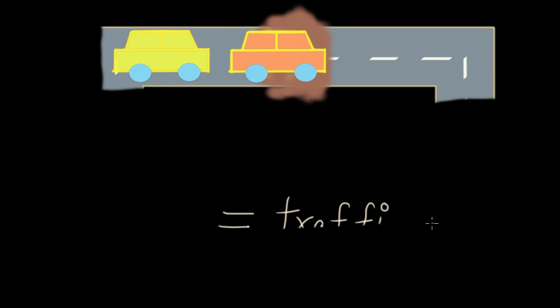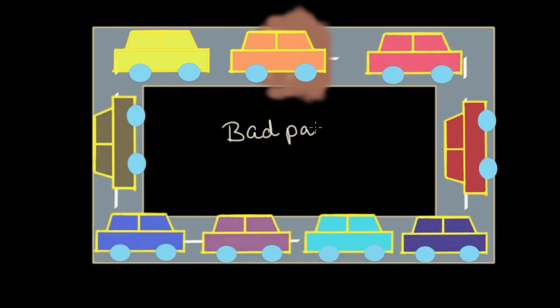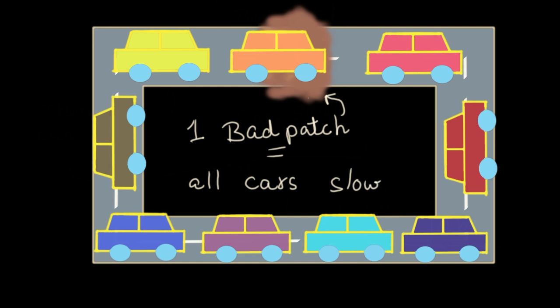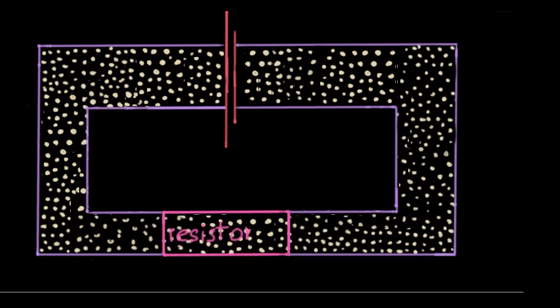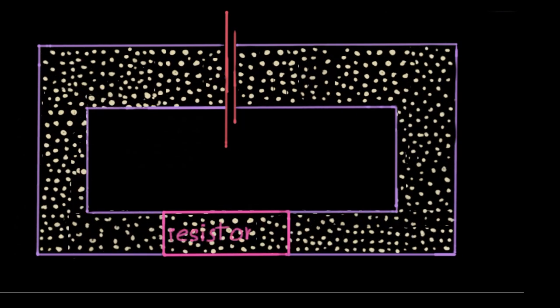Now, if this highway were circular, like a closed circuit, this slowing effect would spread across the entire loop. The speed of the entire traffic flow would depend on that one slow patch. Similarly, the flow of electrons in the entire circuit depends on the resistance of the resistor.